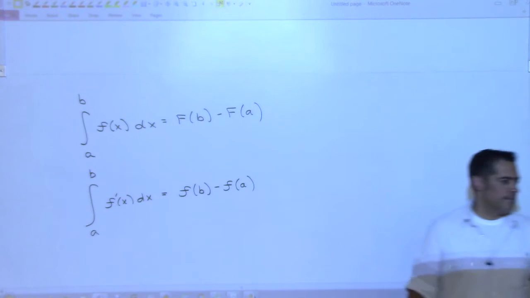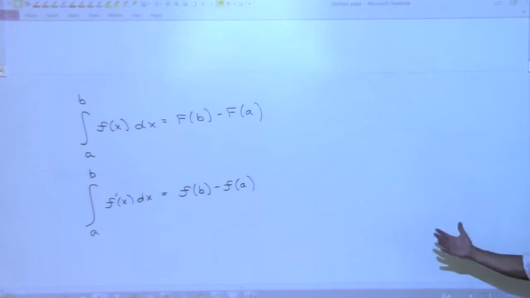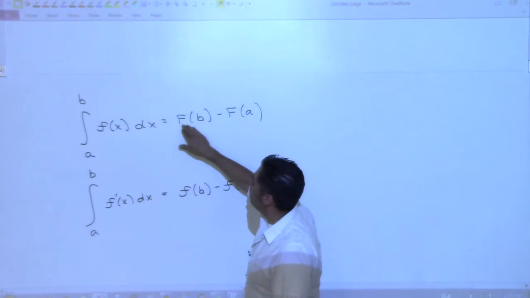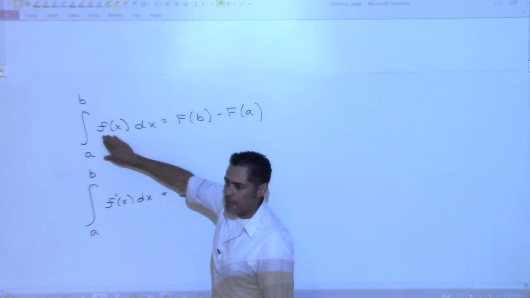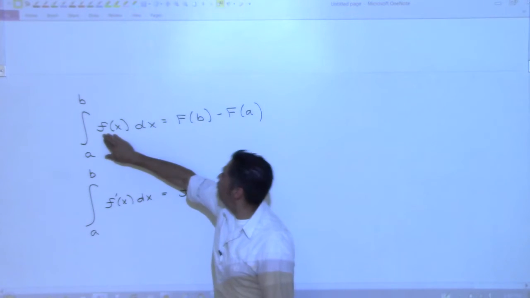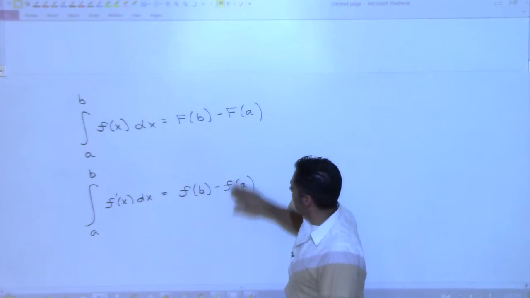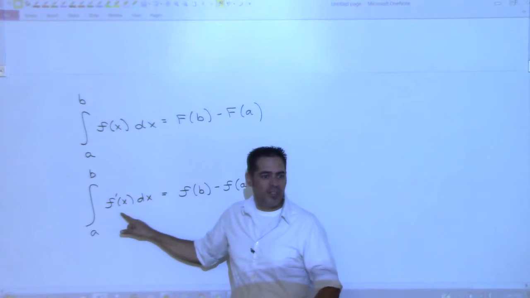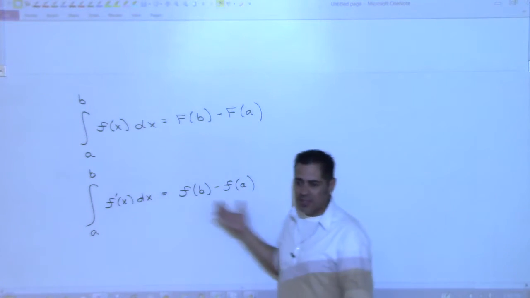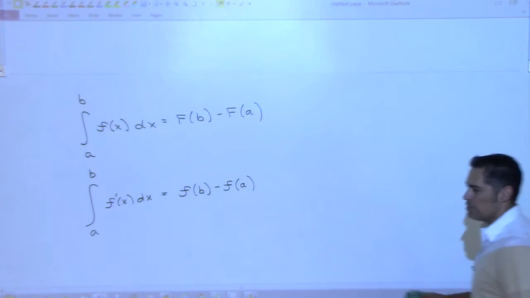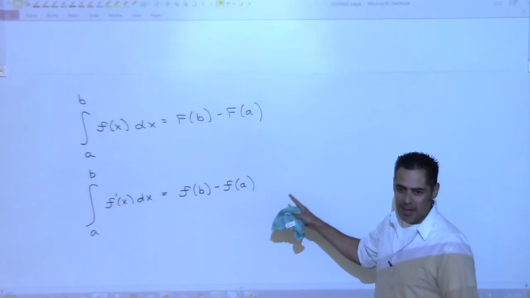Do you agree with that? That's the same exact thing, isn't it? Because what we meant here is that capital F was the antiderivative of little f, right? In other words, little f was the derivative of capital F. So if I replace capital F with little f, then this in here has to change to the derivative of that. So this is the same formula, right? Okay. Just want to start with that. So this is something we recognize.